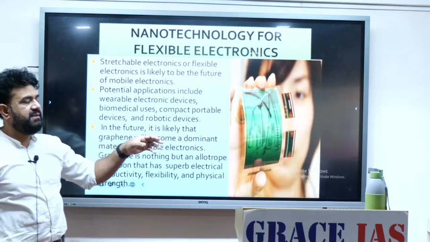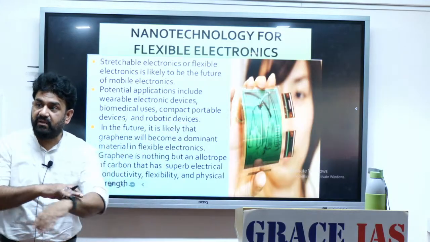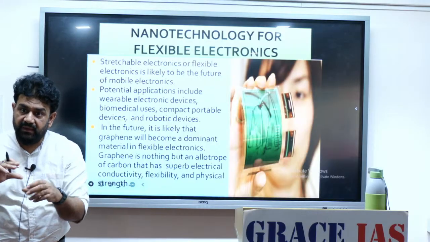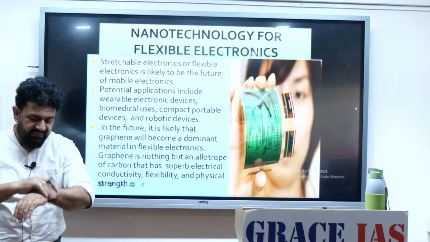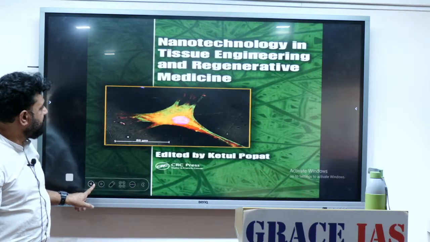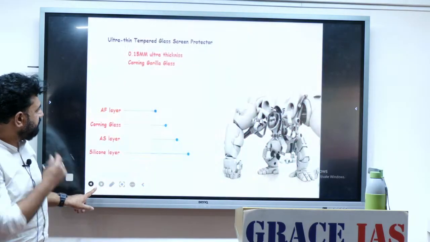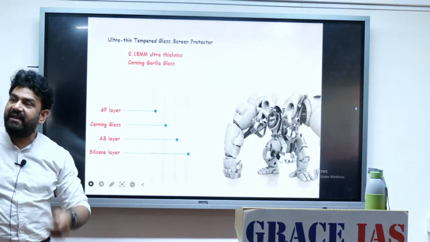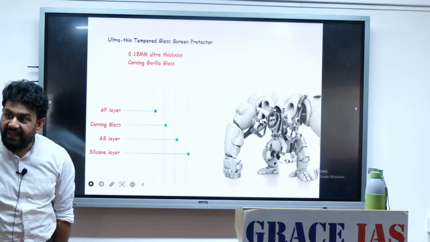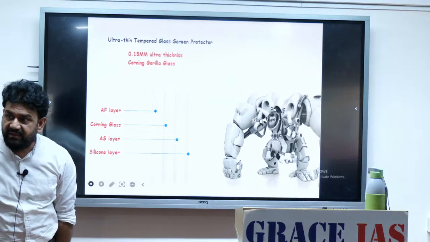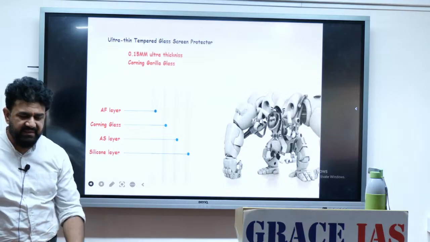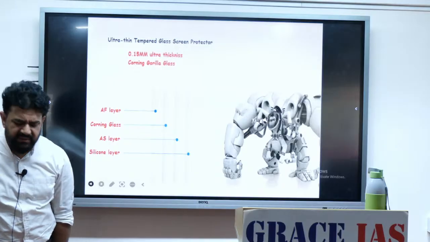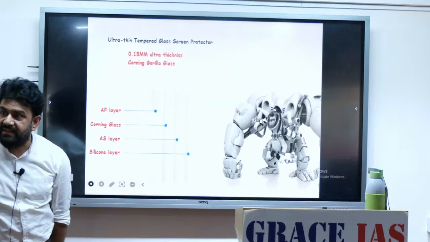Wearable electronics, this is also a previous question. You can wear your phone around your wrist. The phone becomes a graphene screen, it becomes flexible. Your phone has a tempered glass, and that has a nano coating. It's a previous question, I think a Staff Selection Commission question. Nano coating of Teflon on this tempered glass.